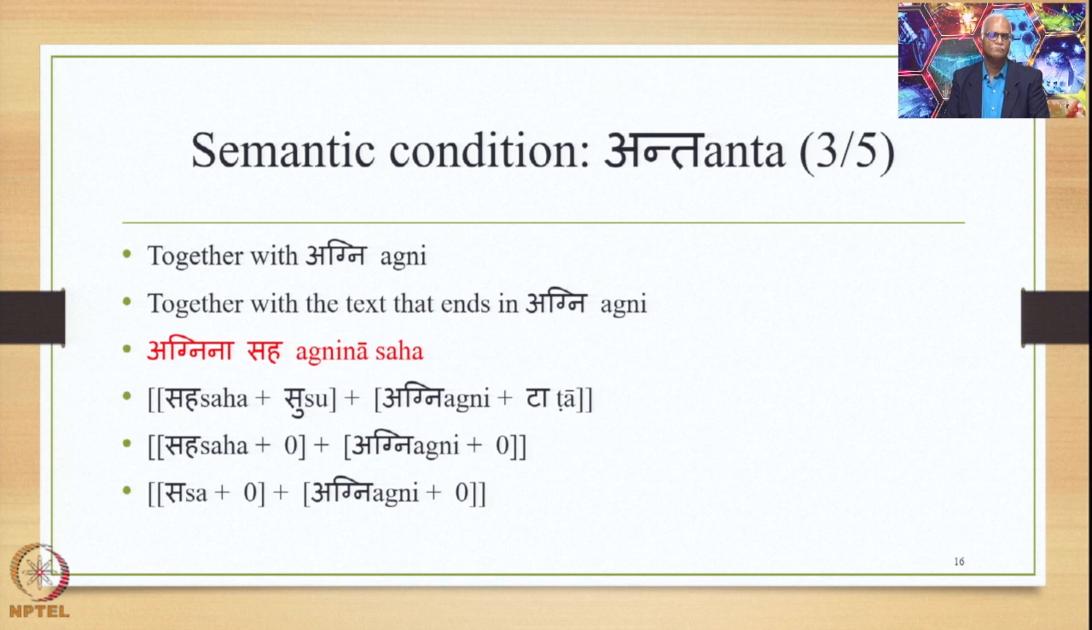So now we have the meaning to be conveyed together with agni. What it actually means is that together with the text that ends in agni. So a student has decided now to study a particular text or to memorize a particular text, and the end part of this selected particular text is that of agni. And now with reference to this selected part, agni becomes the end part. This is the meaning of anta over here. So the laukika vigraha is agnina saha. Agnina saha, together with agni.